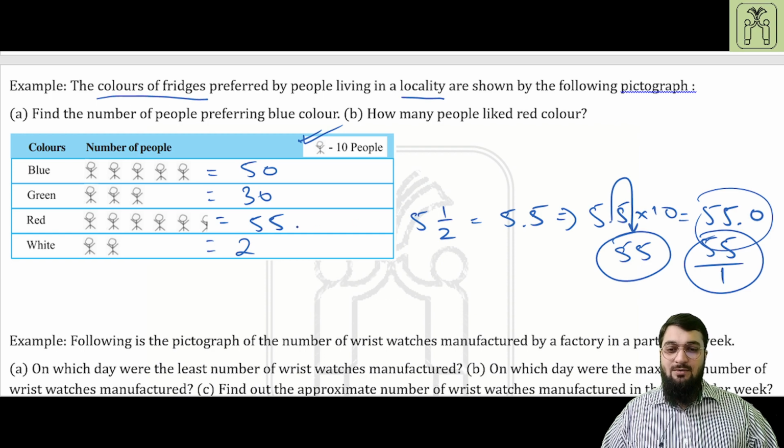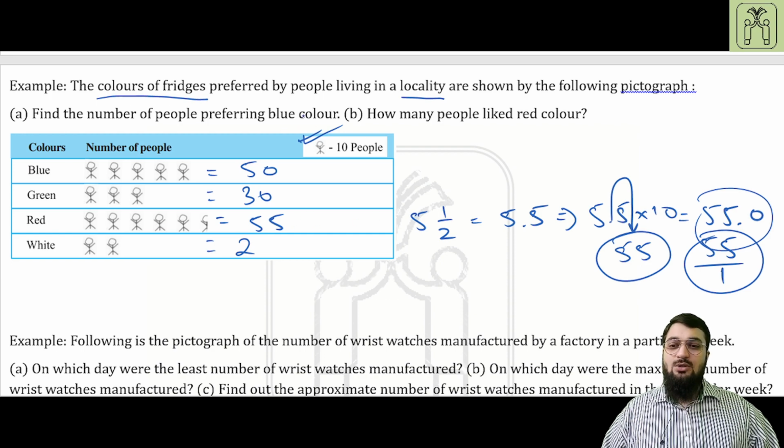So 55 is for red. Now the question is, find the number of people preferring blue color, that is 50, answered. Part B, how many people like the red color, that is 55. This was least preferred, this was preferred maximum.